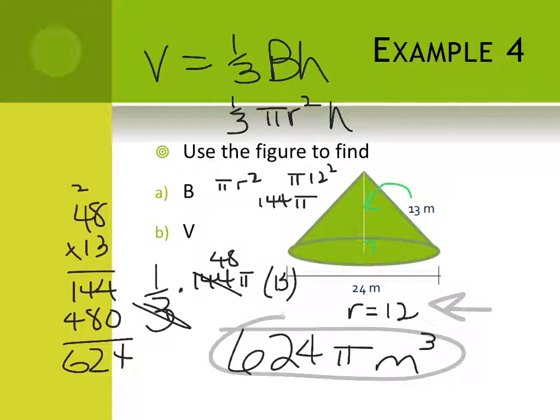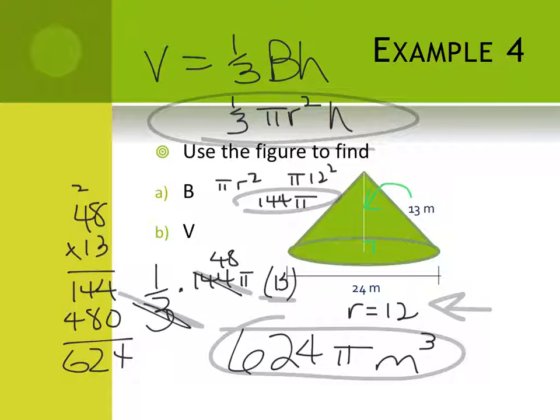Once I square 12 and multiply it by pi, I get the area of the base to be 144 pi. Then from there, I'm going to plug it into the 1/3 pi r squared height. And once I simplify, the 3 and the 144 turn into 48, and then multiply it by the height, which was 13. And 48 times 13 is 624. And I'm leaving it in terms of pi, so 624 pi meters cubed.